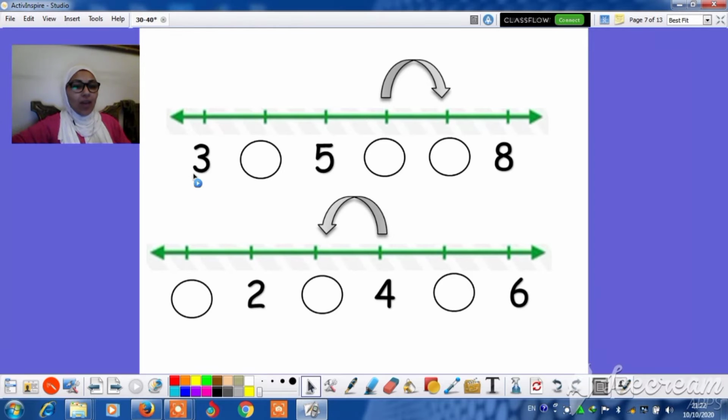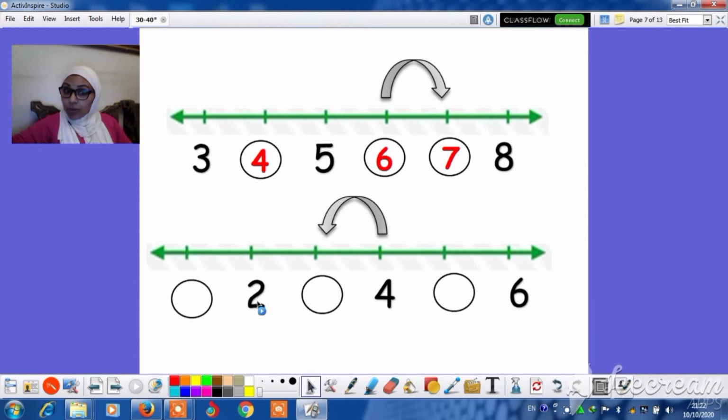And now, we have here number 3. What comes after number 3? Not before. After number 4. Excellent. And what comes after number 4? Number 5. What comes after 5? 6. What comes after 6? 7. What comes after 7? 8. Excellent. And here it's empty.